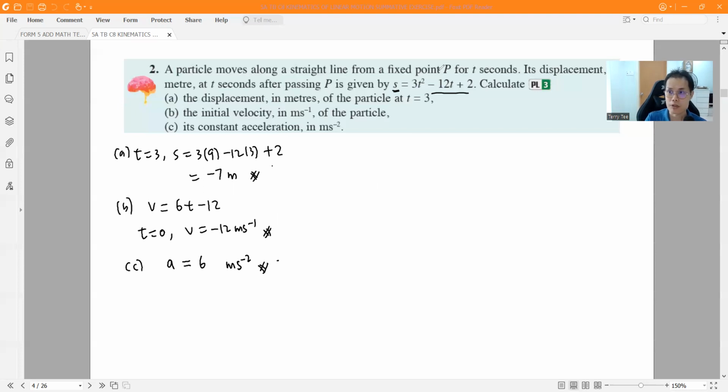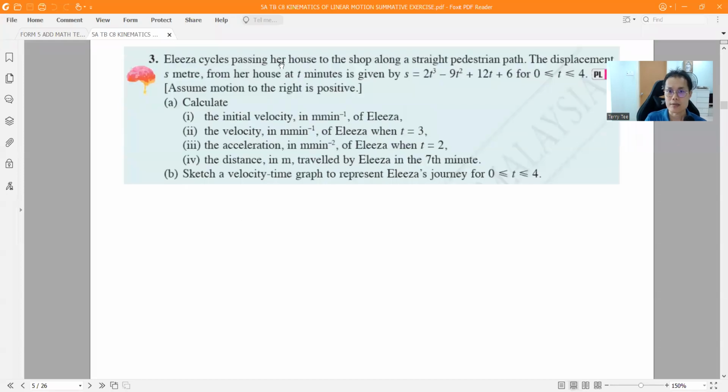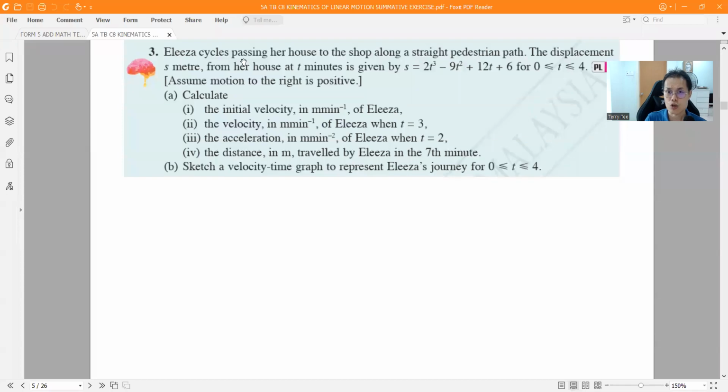Let's move on. Question number 3. Okay, a cyclist passes from a house to a shop along a straight pedestrian path. The displacement is given by this function. Find or calculate the initial velocity.